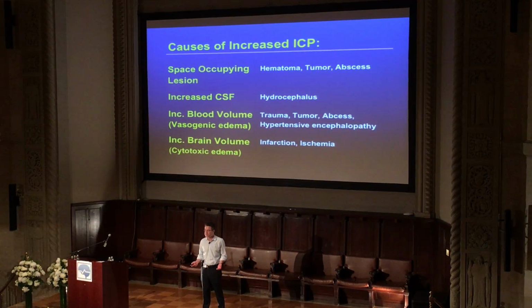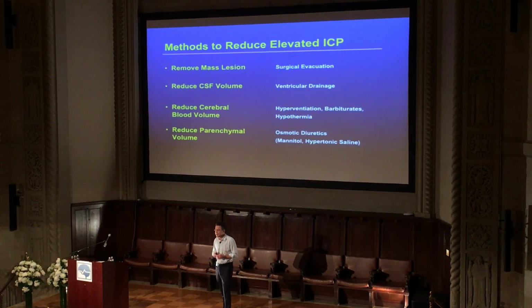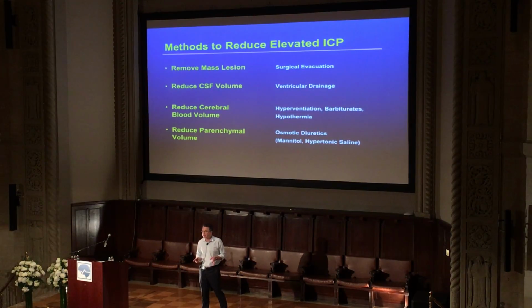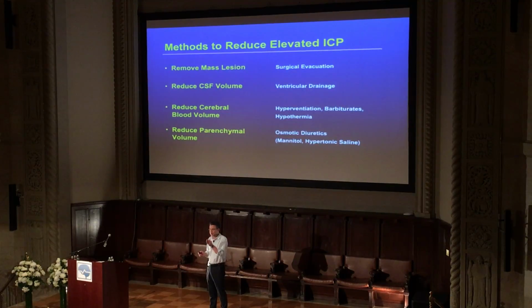So what causes increased ICP? Anything that increases intracranial volume. A new mass lesion, too much CSF, a swollen and engorged brain, or when the brain tissue itself increases in volume, most often through various forms of infarction or ischemia. How do you lower ICP? The answer is anything that you can do to reduce intracranial volume. Anything that lowers ICP has to be understood as something that reduces intracranial volume.